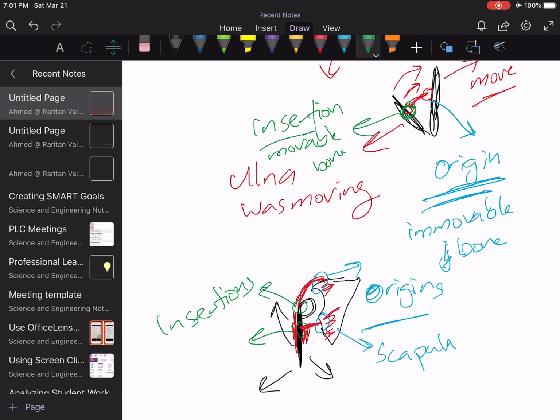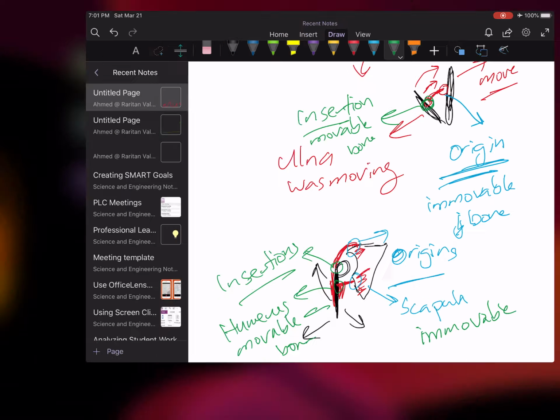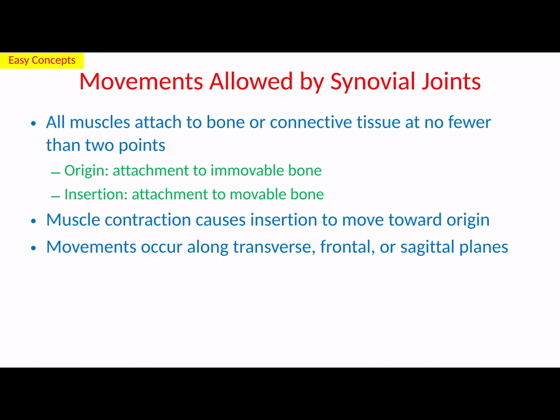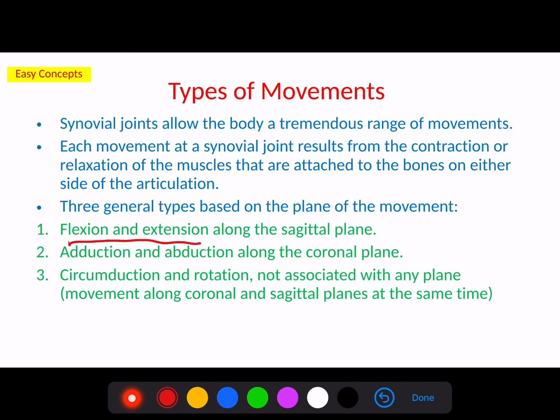So in this case, the scapula is the immovable bone, whereas the humerus, this is the humerus, is the movable bone. So this is the concept of origin and insertion. For these movements, we have in general three types of movements. We have flexion, extension, we have adduction, abduction, and we have circumduction. Flexion and extension are along the sagittal plane, adduction and abduction along the coronal plane.